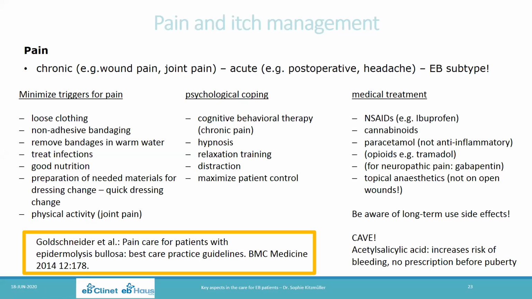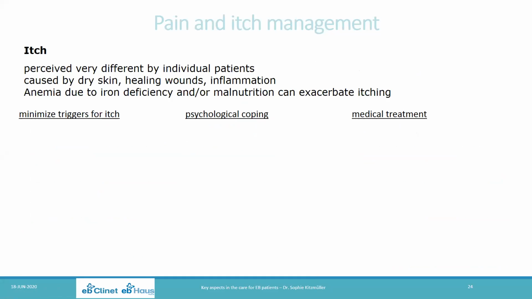So with pain, also there comes itch, and itch is mainly caused by dry skin and healing wounds, and again, inflammation. Itch is very, very differently perceived by patients. So there are patients that don't have an issue with itch after all, and there are patients which say this is their main concern and their main impact on their daily life. One thing that also can contribute to itch, aside from the wounds, is anemia, which I will come to on the last slide.